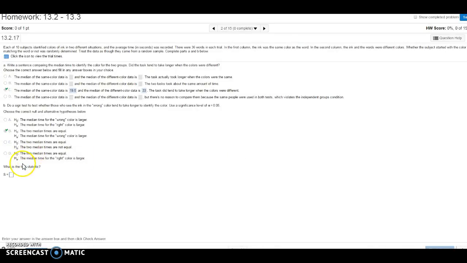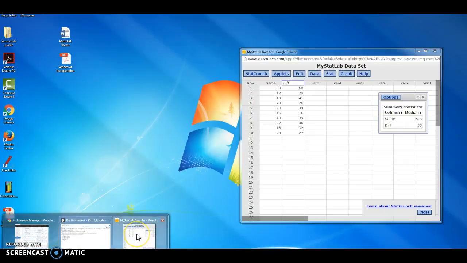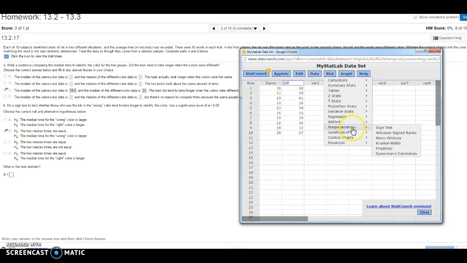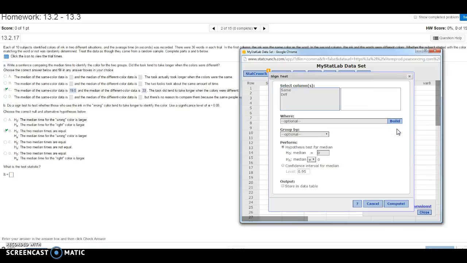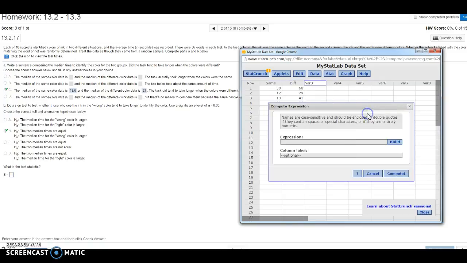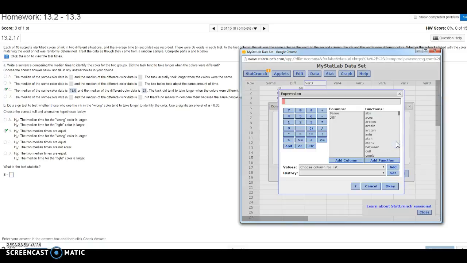I want to find the S statistic, so I'm going to go back to StatCrunch. I need to do a sign test, so I'm going to go to non-parametric sign test. It says select columns. That's the problem. I don't have one column of differences, and the sign test has differences. So I'm going to go to the third column, and I'm going to create my own. I'm going to compute an expression where I subtract the values, and then I'll have one column with the differences.